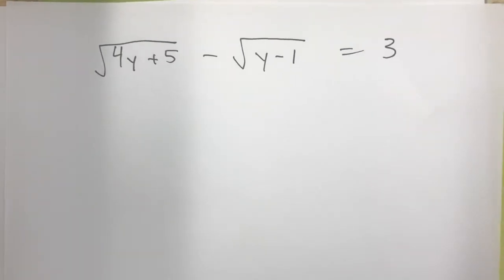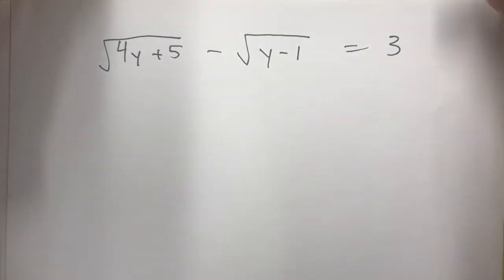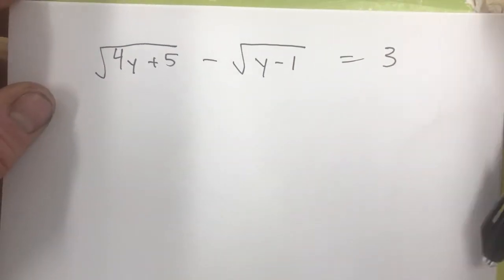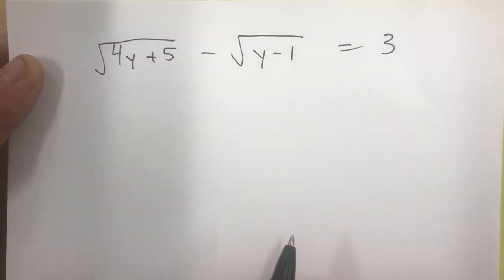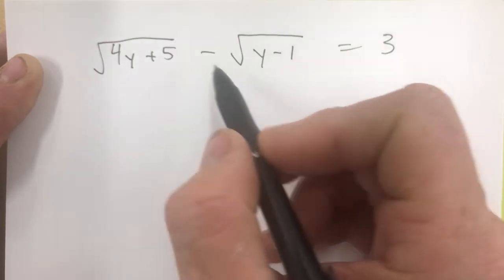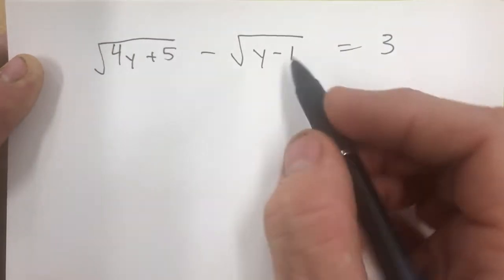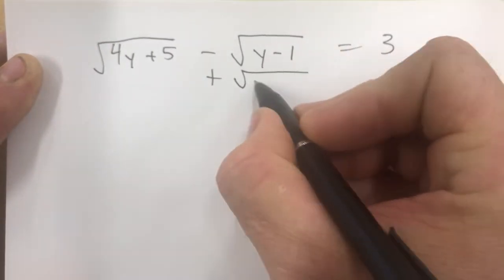Okay, here's another one. Solve this one. It has 2 radicals. See my 2 radicals there? So I need to do the same thing, square both sides, but I got to have a radical isolated, so these are both on the same side. So I fix that really easy.